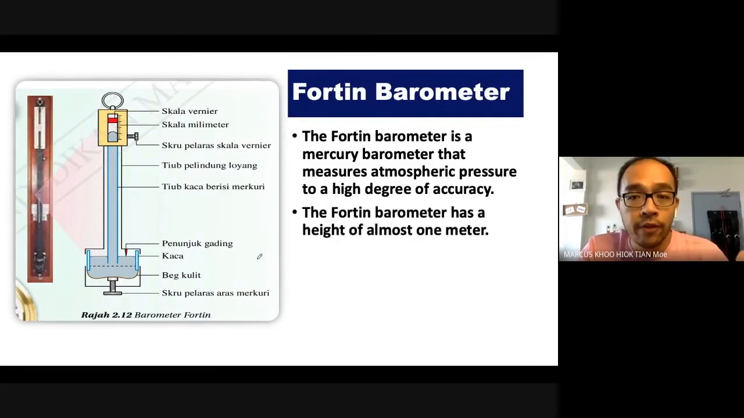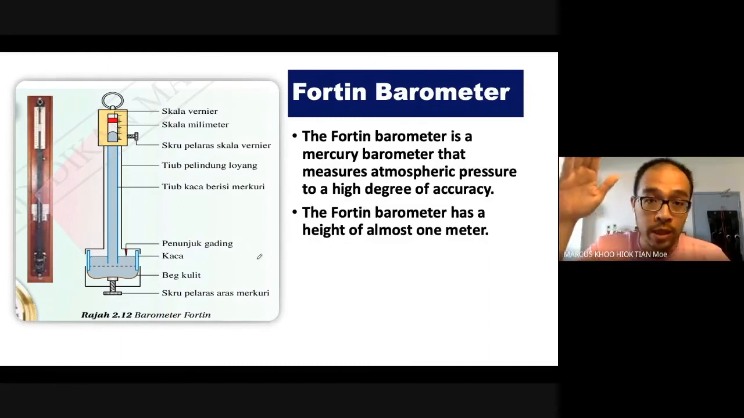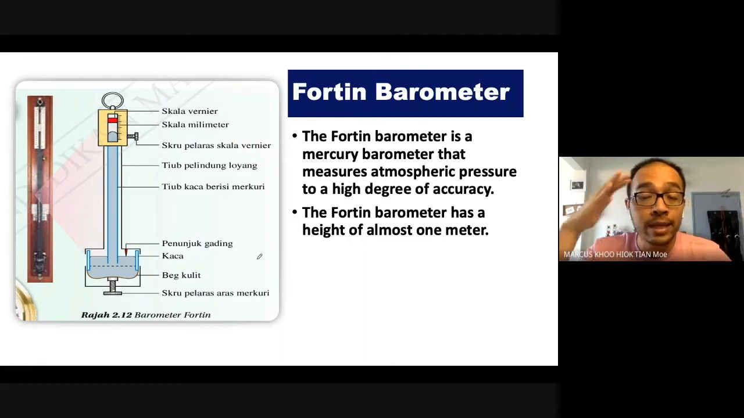Okay, the Fortin barometer has a height of almost 1 meter because we only need a maximum of 76 centimeters. That is the maximum atmospheric pressure we can experience on Earth, about 76 centimeters. So we don't really need it to go up to like 10,000.